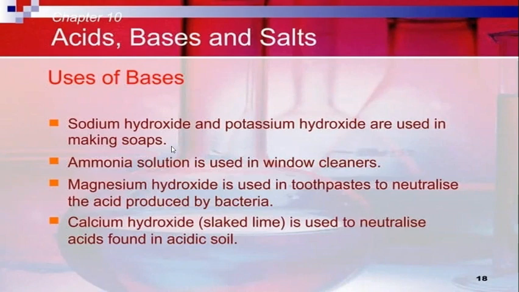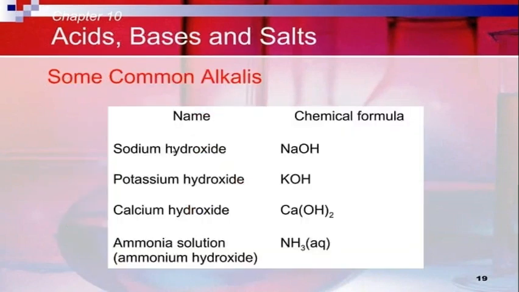Secondly, ammonia solution is used in window cleaners. Magnesium hydroxide is used in toothpaste to neutralize the acid produced by bacteria. And finally, calcium hydroxide, or slaked lime, is used to neutralize acids found in acidic soil. Some common alkalis include sodium hydroxide, NaOH, potassium hydroxide, KOH, calcium hydroxide, Ca(OH)2, and ammonia solution or ammonium hydroxide, NH3 aqueous.